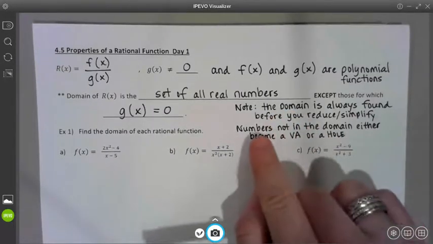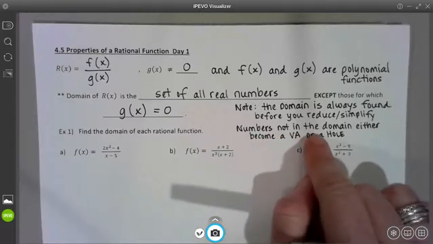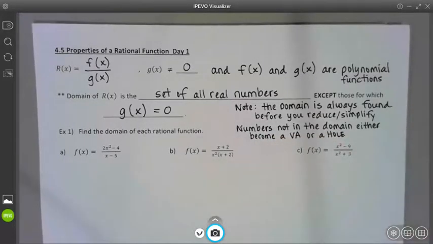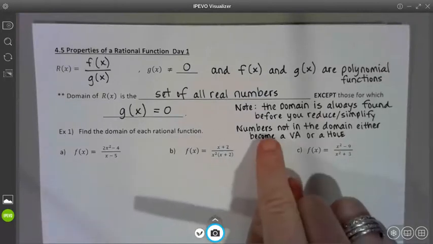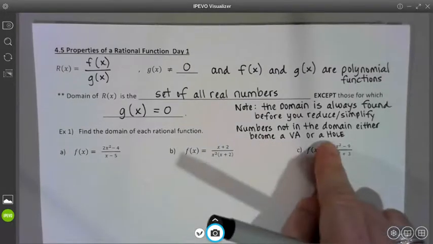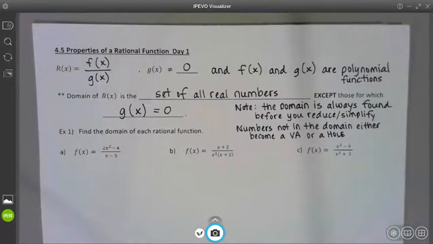Numbers that end up not in the domain either become a vertical asymptote or a hole. Maybe from Algebra 2, you remember the graphs of rational functions. They have a lot of components, like a VA, a vertical asymptote, a horizontal asymptote, and holes. There are lots of pieces to its graph. So the numbers that are not in the domain either become a vertical asymptote or a hole. I just want to practice finding domains with you, since it's going to be a huge part of this section.